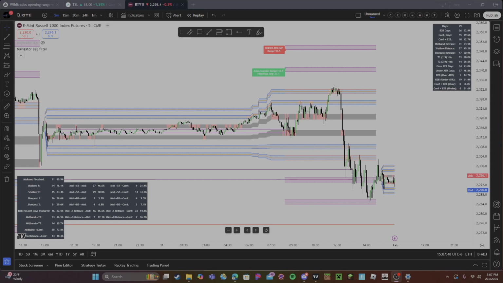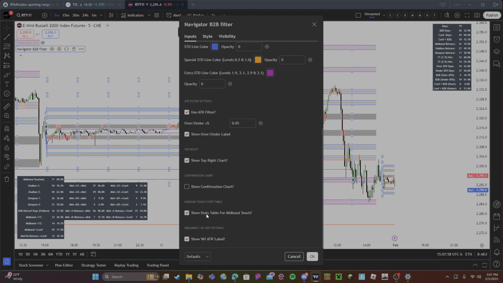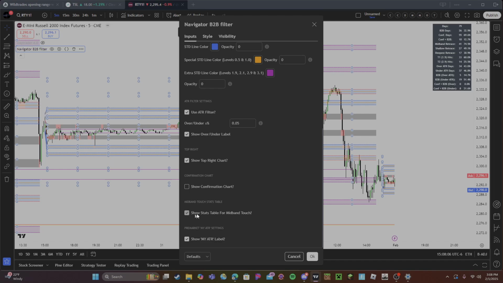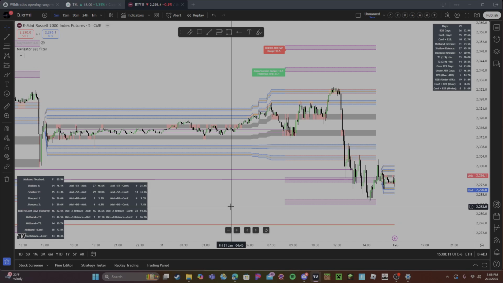We are going to be talking through the midband stat table. It's down here on your bottom left right now. At any point if you want to hide or access it, you have to go down in your filter stats here and go to show stats table for midband touch. You need to make sure to give it some time whenever you make changes to it for it to happen, but it will work on and off like that. Okay? Now, we're going to reiterate a couple things here.